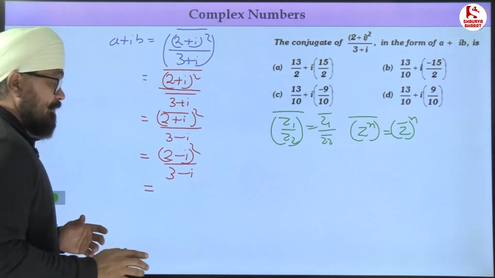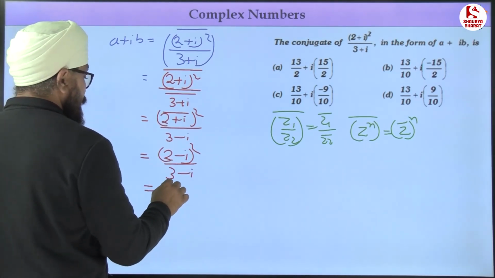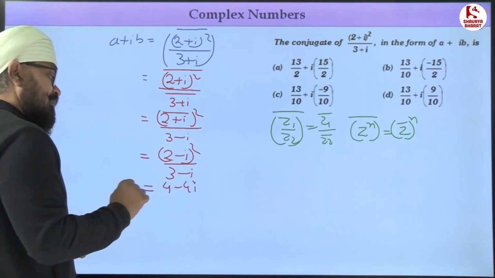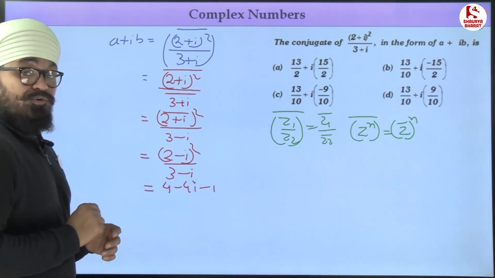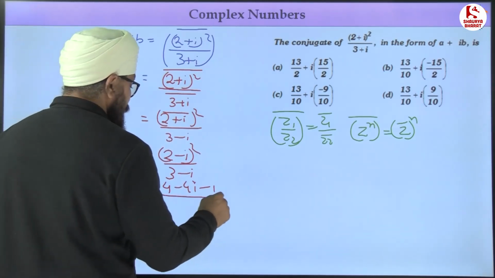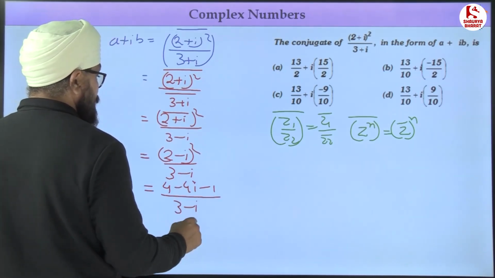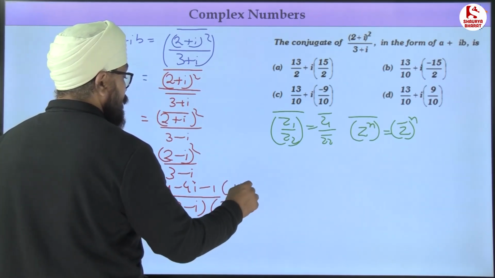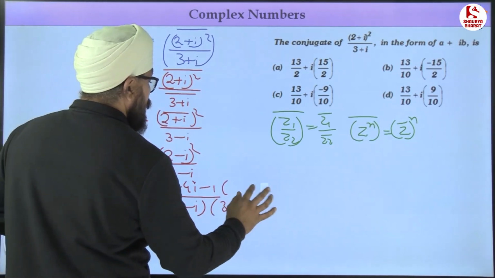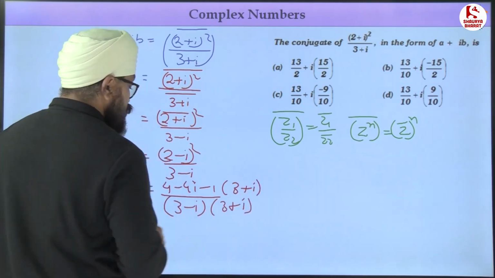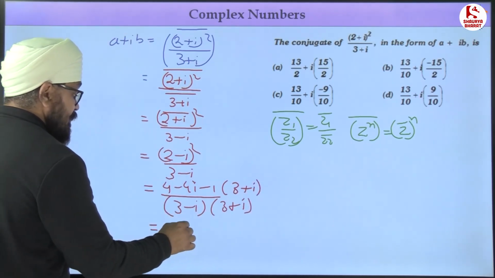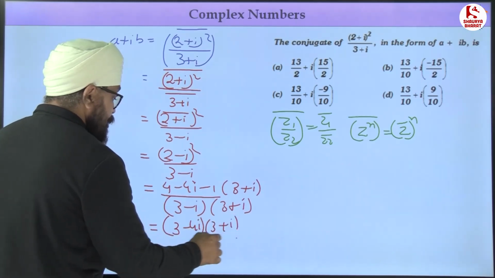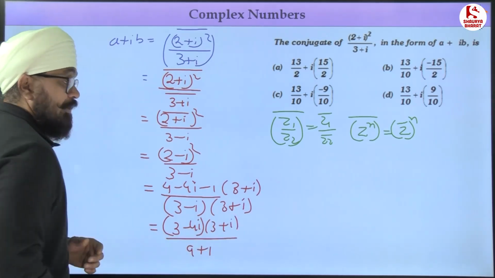So, I am just simplifying this thing. This is a square, which means 4 minus 2ab, that is 4 iota, plus b square, which is minus 1 due to iota square, so we are having minus. In the denominator we have 3 minus iota. I am going to multiply by 3 plus iota in the numerator and denominator. This is 3 plus iota. So, what you can see here, the answer is 3 minus 4 iota multiplied by 3 plus iota, and in the denominator we have 9 plus 1, which is 10.